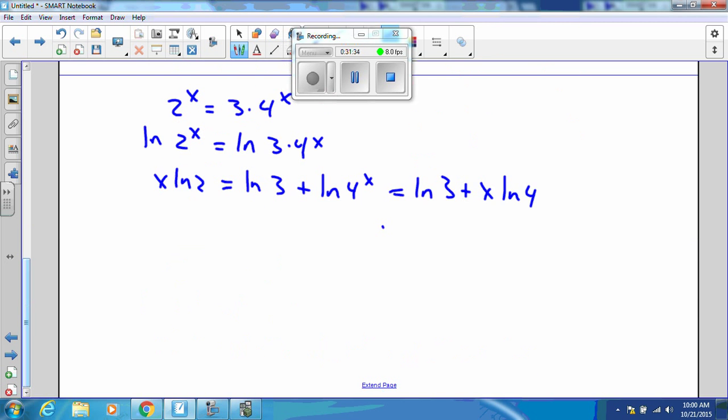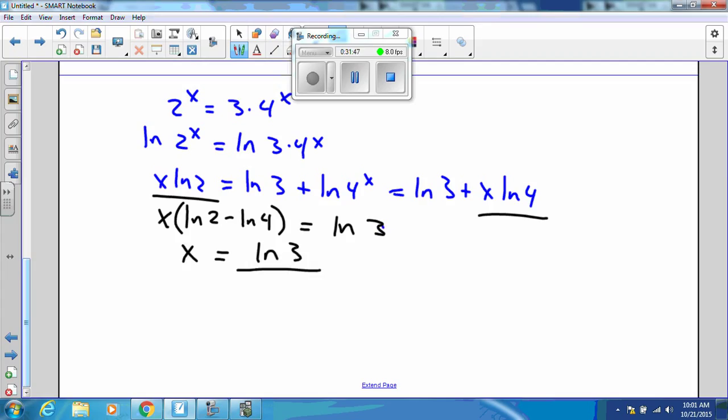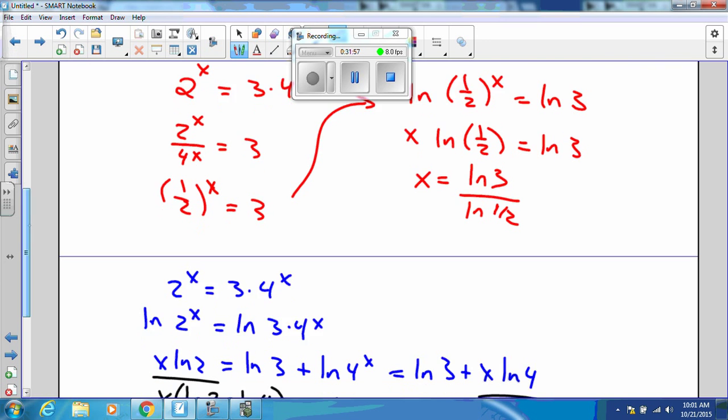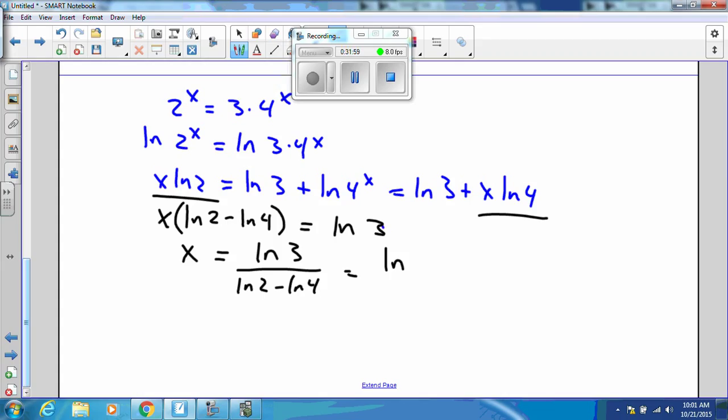So, now I can collect like terms here and here and get x times ln2 minus ln4 is equal to ln3, and therefore x is equal to ln3 over ln2 minus ln4. Wait a second. That's not what I got back here, or is it? Aha! Using my log properties one more time, I get ln of 2 fourths, which is ln of 1 half. And these are the same.